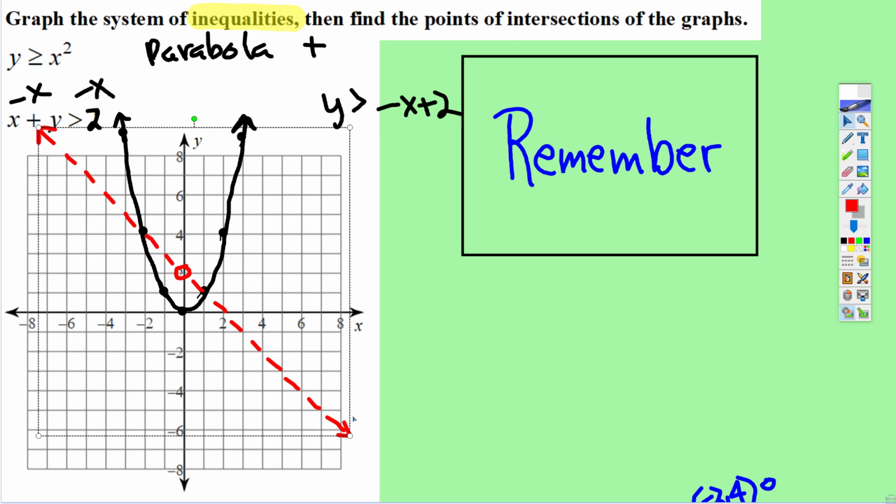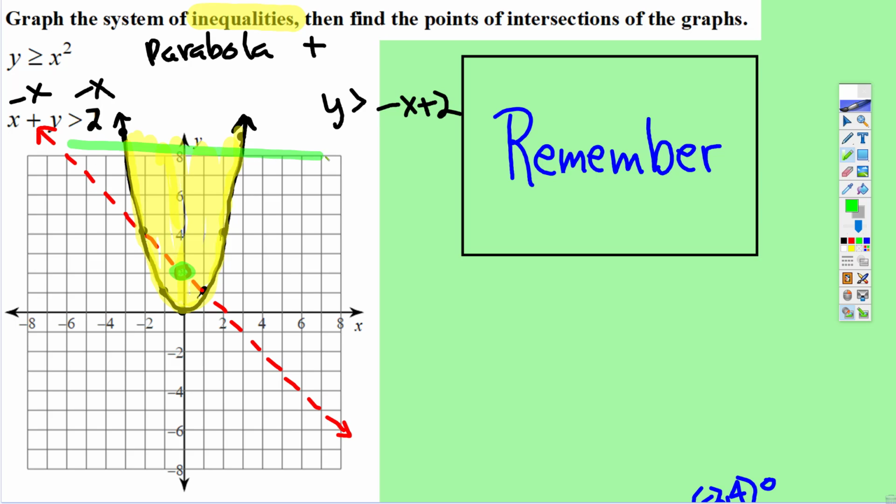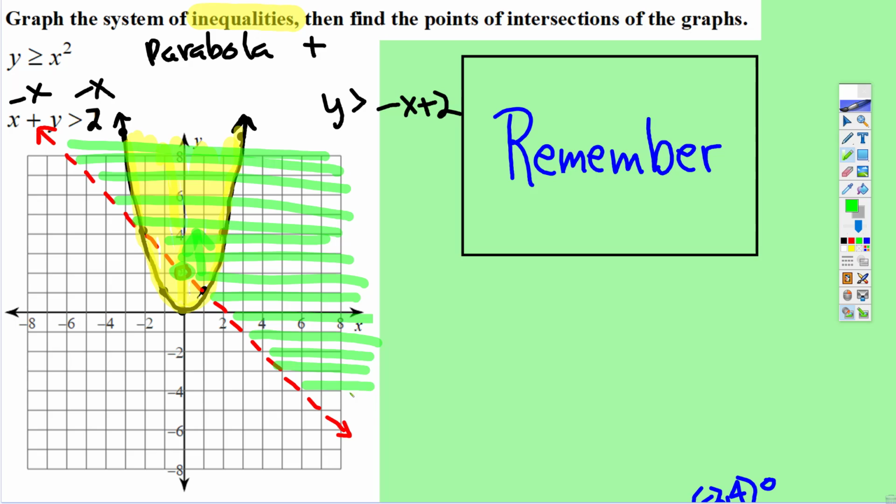Let's do the shading. For the parabola, y is greater than. If I look at the vertex, everywhere above the vertex is on the inside of the parabola. So I'm going to shade everywhere on the inside of that parabola, including touching the parabola since it's a solid line. Then on the other graph, in green, this says y is greater than, so everywhere above that line, with a hollow dot right there. So I'm going to draw vertical lines that look like this, and notice they overlap.